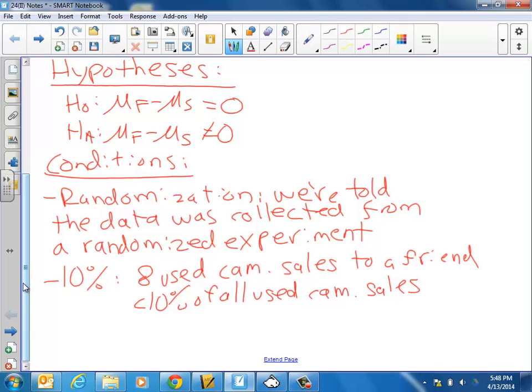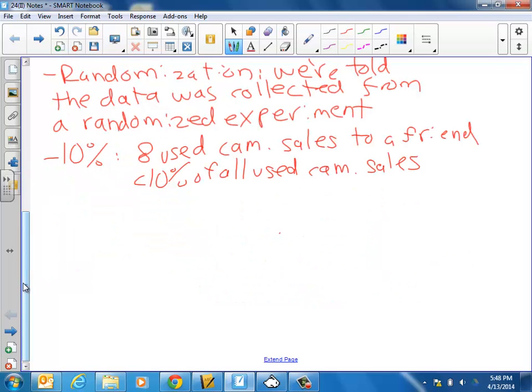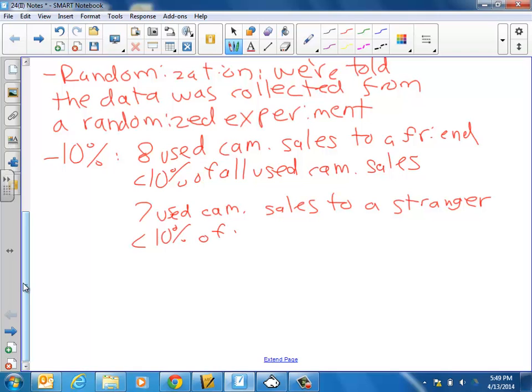So we talked about the first sample. Remember, we've got to compare both samples here. We will only make one comparison if there's only one sample that we're working with. We also have 7 used camera sales to a stranger would be less than 10% of all used camera sales. Okay, so those 2 conditions are knocked out.